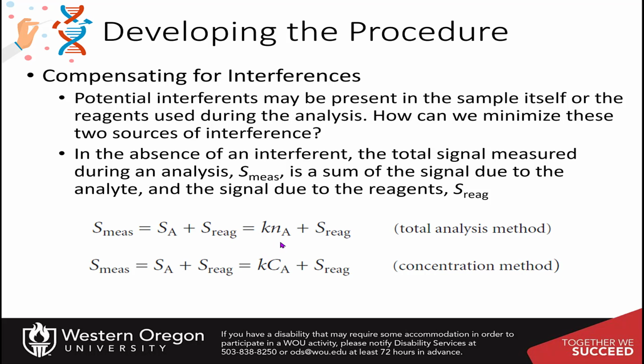So for the total analysis method, we can substitute in the proportionality constant and the moles of the analyte for the signal here. And that was from our initial equation. And for the concentration method, we can substitute in the proportionality constant and the concentration of the analyte. And then you still have to include the signal from the reagent.